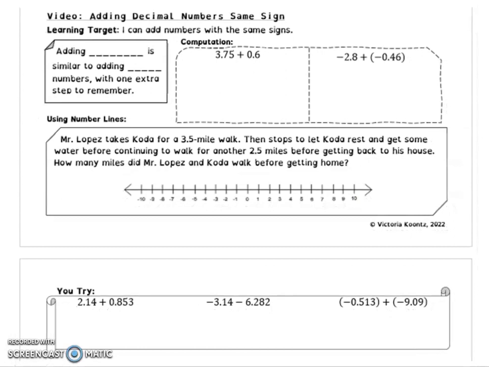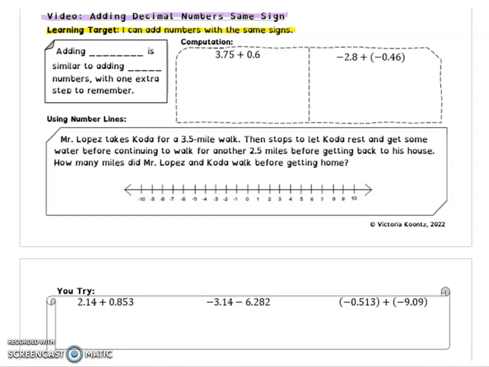So today's video is adding decimal numbers with the same signs. And our learning target is: I can add numbers with the same signs. Hey, that should sound very similar to our last video, adding whole numbers with the same signs. So, adding decimals and adding whole numbers are pretty similar.